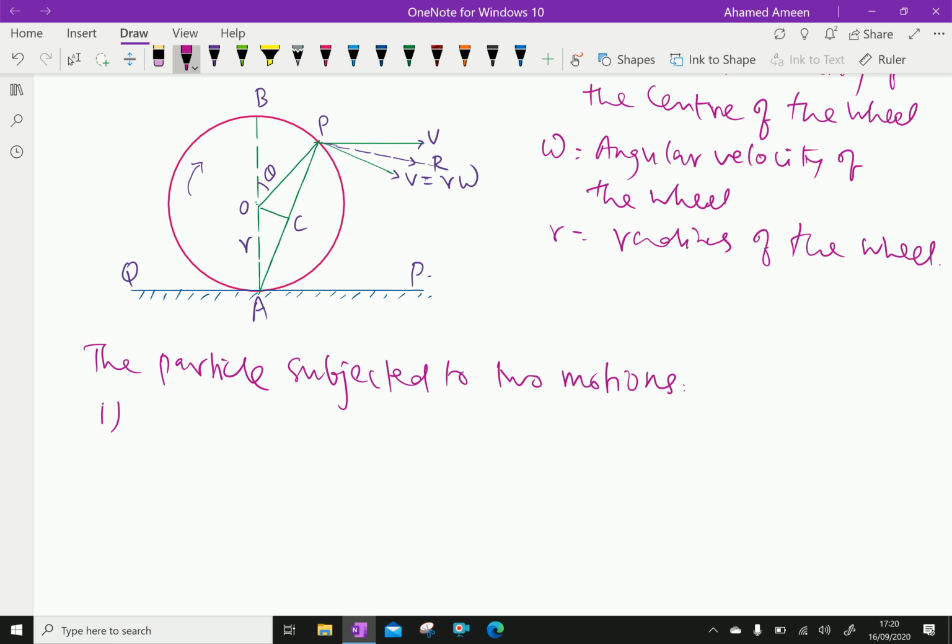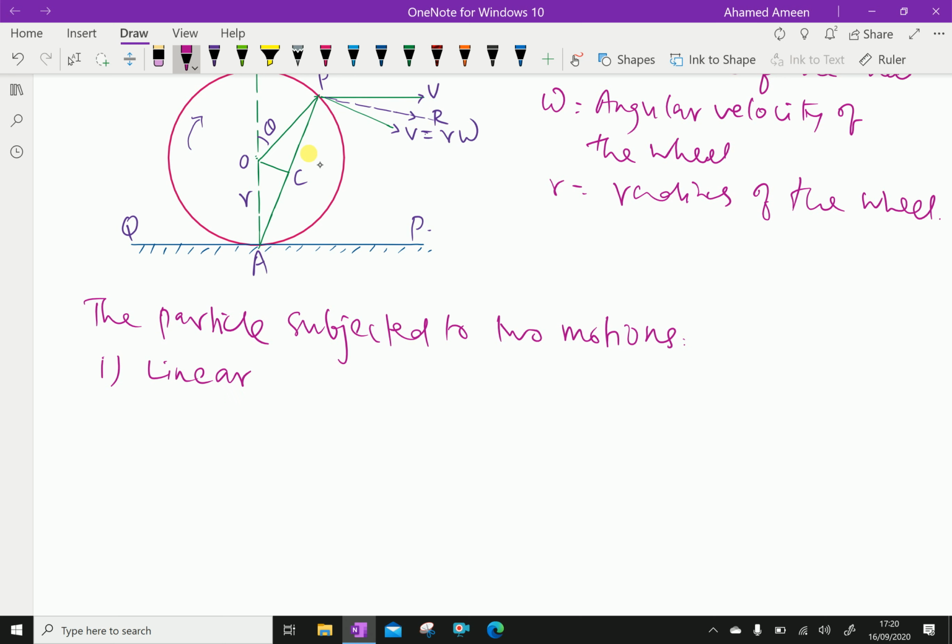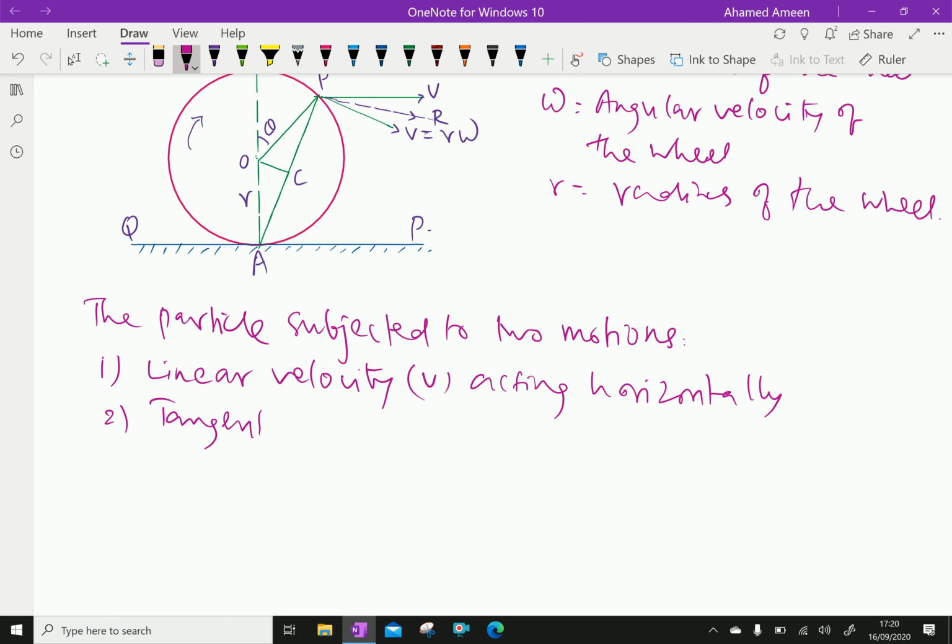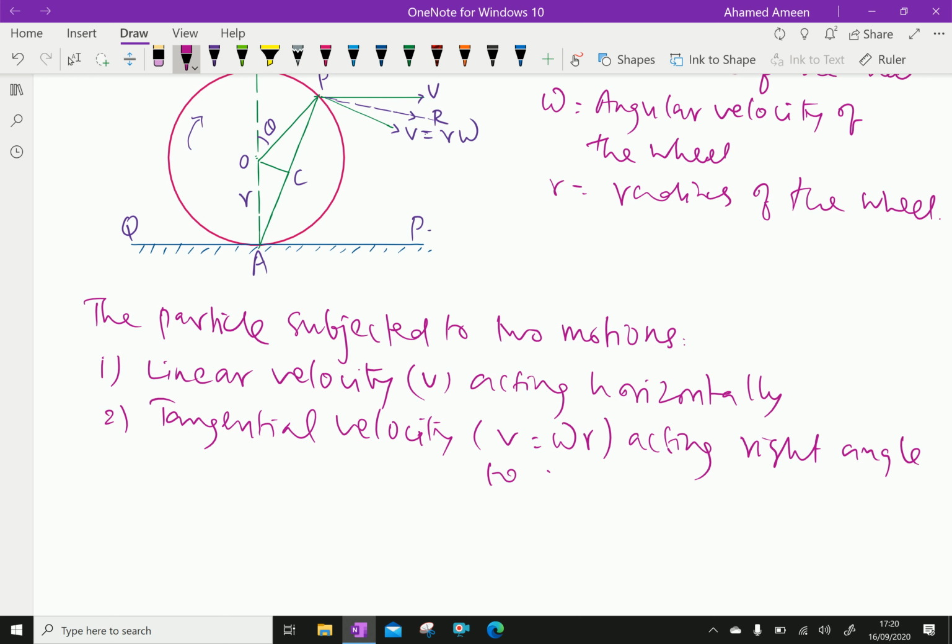First one, linear velocity v acting in the horizontal direction, and second one, tangential velocity, that is v equal to omega r, acting at right angle to OP.